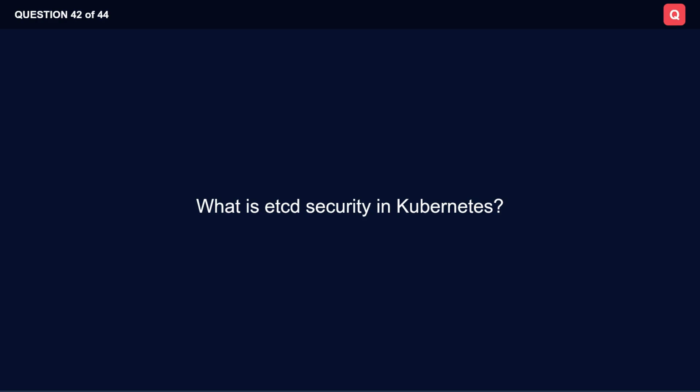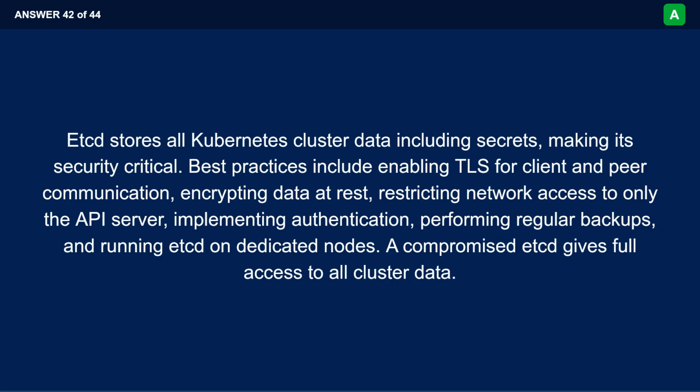What is etcd security in Kubernetes? etcd stores all Kubernetes cluster data, including secrets, making its security critical. Best practices include enabling TLS for client and peer communication, encrypting data at rest, restricting network access to only the API server, implementing authentication, performing regular backups, and running etcd on dedicated nodes. A compromised etcd gives full access to all cluster data.